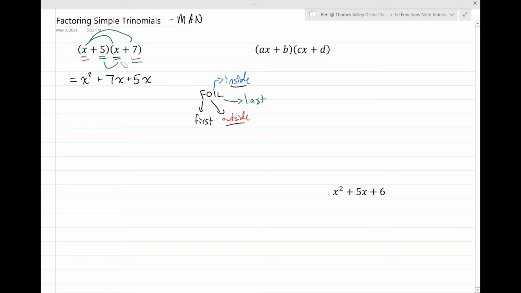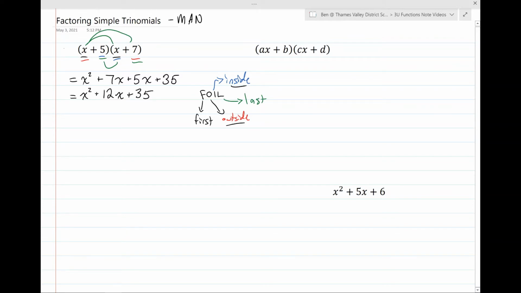And lastly, we're going to multiply the final term. So that's 5 times 7. That equals 35. Now from here, we would collect our like terms. There are only two terms that are alike here. That's the 5x and the 7x. So our x squared would remain the same, and then 7x's plus 5x's would equal 12x's plus 35.